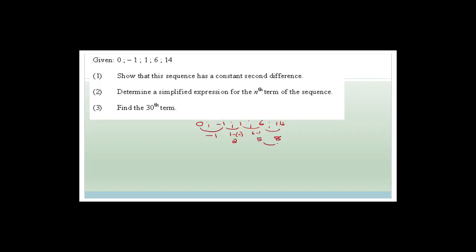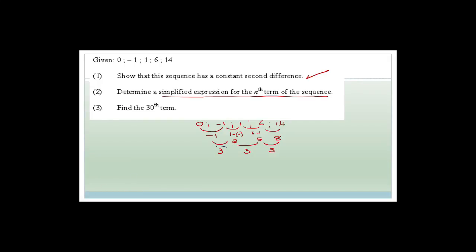Okay, so do you agree the difference here is 3, the difference there is 3, the difference there is 3. So yay, we've just shown that the sequence has this constant second difference. Now it says determine a simplified expression for the nth term of the sequence. Okay, we can do this.